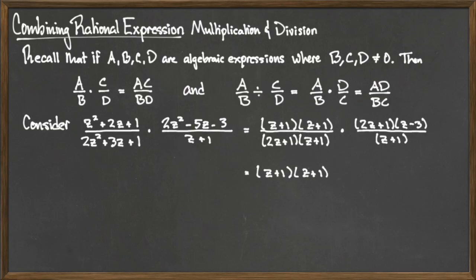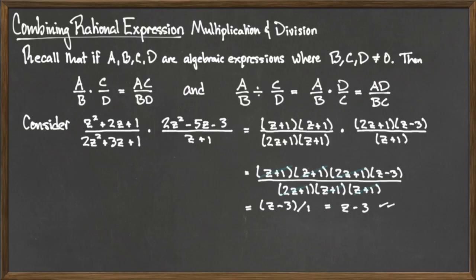Let's take the extra step of combining these fractions into 1 using our multiplication rule. And at this point, it's just going to be cancellation galore because I see a lot of things that are canceling. I got 2 copies of z plus 1 upstairs and downstairs, and a copy of 2z plus 1 upstairs and downstairs. So what I get left with is z minus 3 over 1, which is just z minus 3.